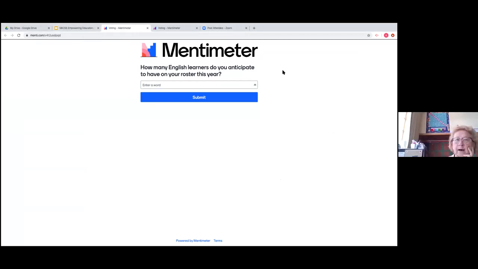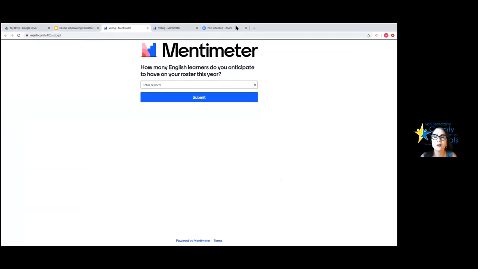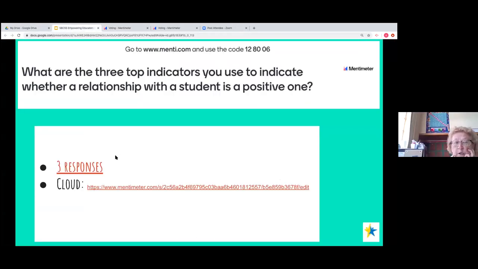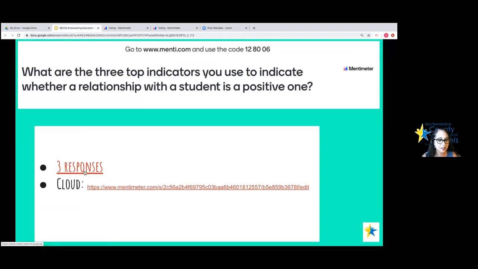How many English learners do you have? Huh? Oh, it says, how many English learners do you anticipate? Oh, that's the wrong one then, yeah.